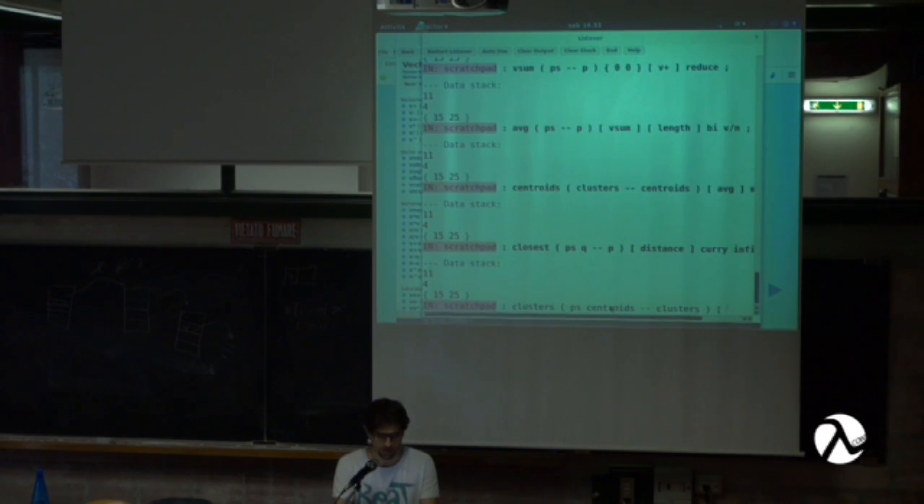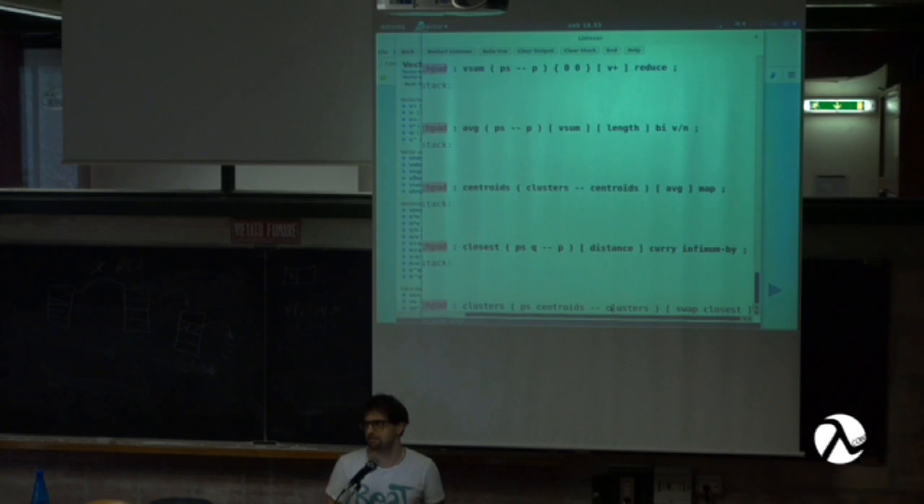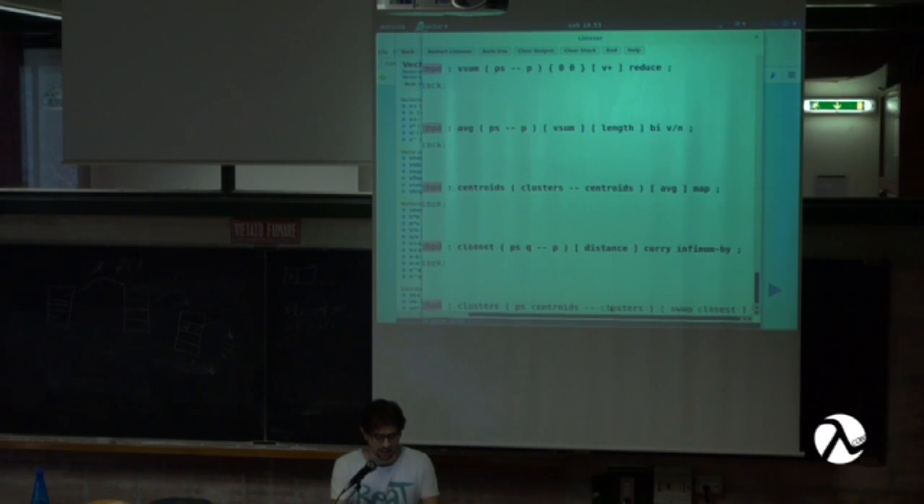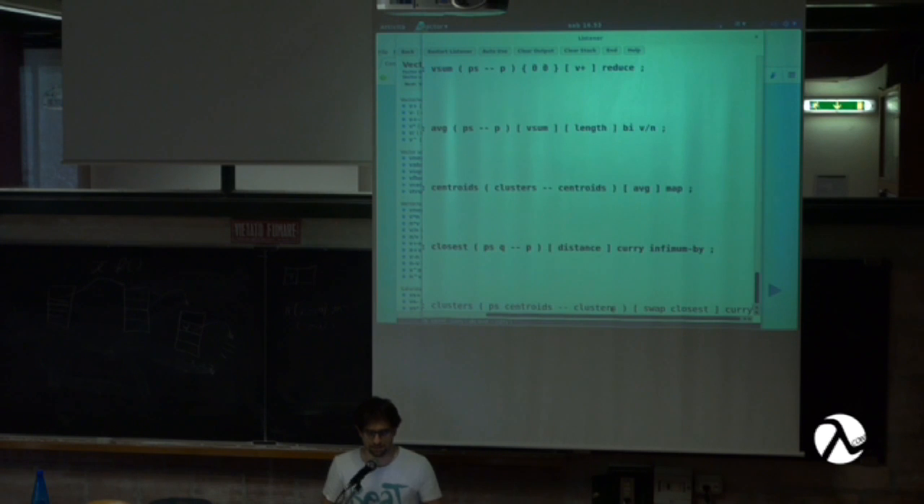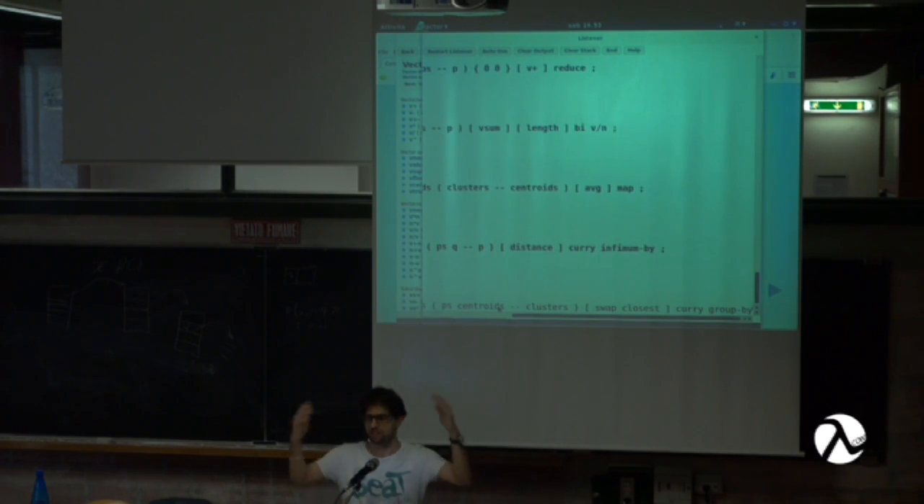So this is what I do. There is a swap here just because the arguments are in a different order, but never mind. And I curry it. So this is the function that gives me the closest centroid. So I have the points, I have the function that returns the closest centroid, and I can do a group by to group the points by their closest centroid. This will give me a hash map. Each centroid points to the list of points that are closest to it. And I just don't care for the centroids. I care for the clusters. So I take the values of this hash map.